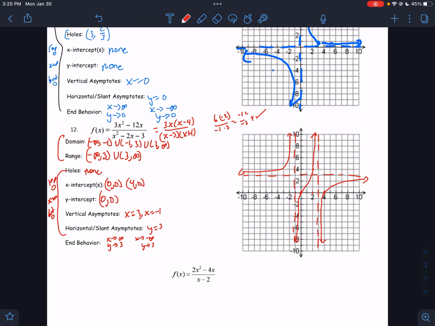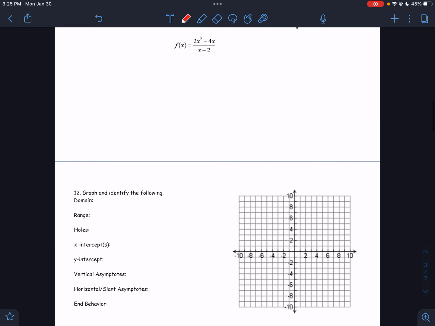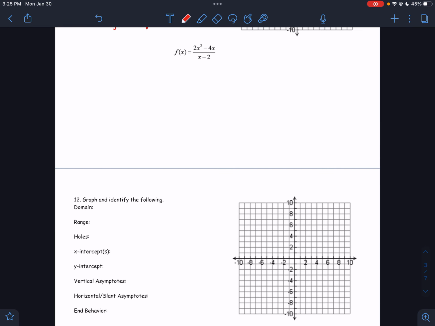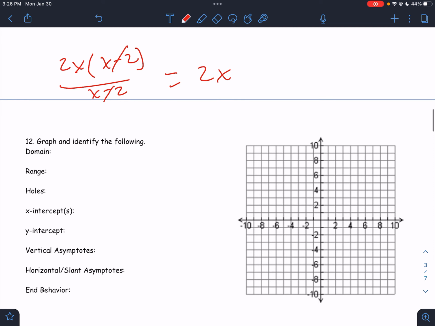Okay, we got another one here. Okay, I'll do it down here. So pull out a 2x. That would leave me with x minus 2 over x minus 2. Well, we got something that cancels out. That just leaves me with 2x. So guys, if you type this in the calculator, it's just going to look like the line y equals 2x. But it has an issue. It has a hole at x equals 2.